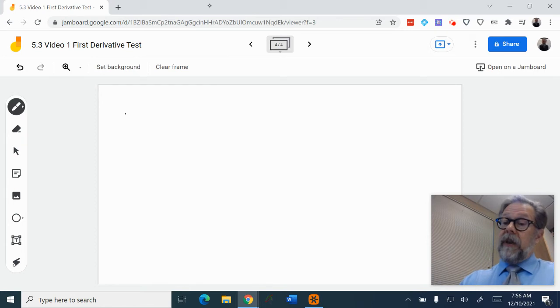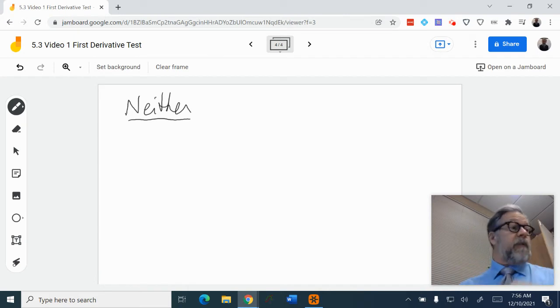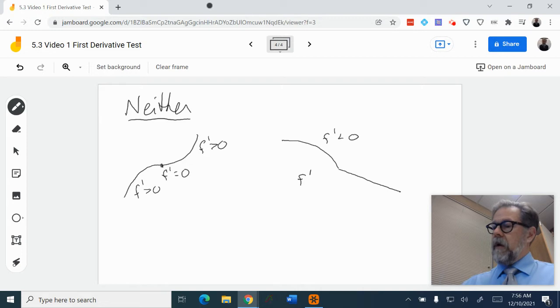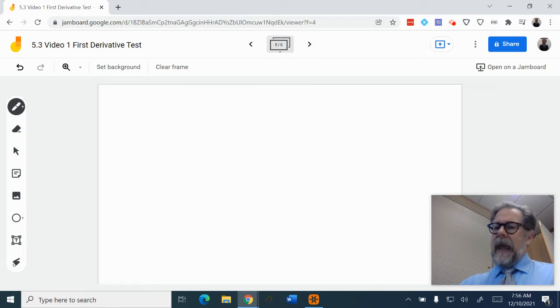So let's look at the neither case, neither a minimum or a maximum, or neither, depending on where you're watching this video from. We're going up. We have a critical point, and then we are going up, or we could be going down, have a critical point, and afterwards continue going down. So those are your three options with examples of what each of them looks like. And let's look at a couple quick examples.